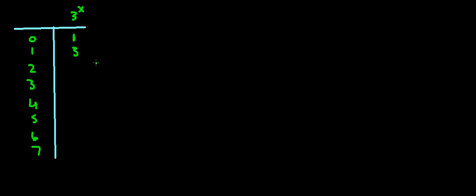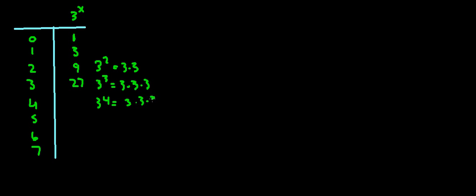Now for 2, this is 3 to the second, which is 3 times 3, which is 9. Now 3 to the third is equal to 3 times 3 times 3, which is 27. And 3 to the fourth is equal to 3 times 3 times 3 times 3. So it's going to be 27 multiplied by an additional 3, which is 81.